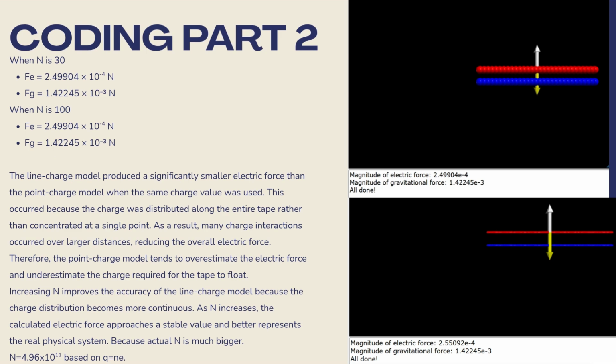The line charge model produced a much smaller electric force than the point charge model. When I increased n from 30 to 100, the electric force increased slightly and moved toward a stable value. This happened because increasing n makes the charge distribution more continuous and therefore more realistic. The difference between the two models occurs because charge interactions happen at many different distances in the line charge model. As a result, the point charge model overestimates the electric force while the line charge model provides a more realistic representation of the tape.